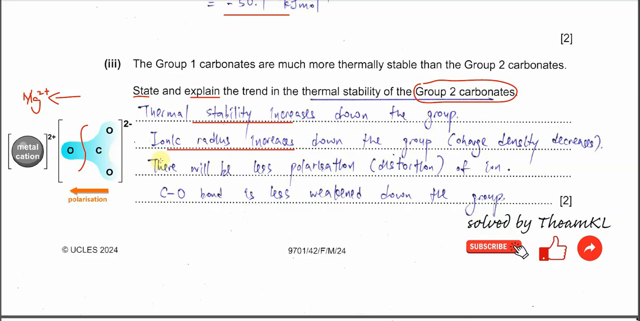So therefore, we know that going down the group, the cation size is larger, and the polarization of the carbonate is lesser. So there will be less polarization of the carbonate ion, and the CO bond is less weakened down the group. Less weakened means it's harder to break. So it is harder to form the metal oxide and CO2.